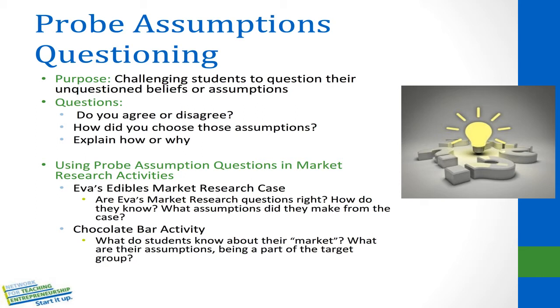Using probe assumption questions in market research activities like Ava's Edibles could be around Ava's Edibles market research questions to begin with. In the case, students are given 6 questions that Ava says are the most important market research questions to start with. But there's nothing that says that those have to be the questions she starts with. In fact, we'd want to challenge students to think beyond those because we want them to use Ava's Edibles case as a model for their own business.